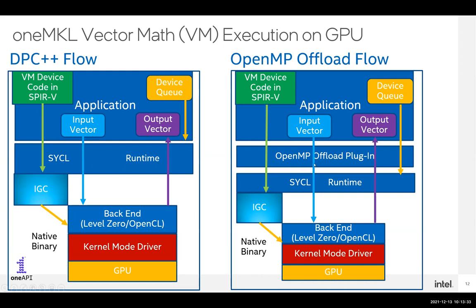Vector math functions compute the same mathematical function on the elements of an input vector, which is transferred to the device by the application, and write the results on the output vector, usually of the same size as the input one. In both cases, a device queue is used, and this is the only connection which allows an application to direct work to be done to a device, in this case, a GPU. The library code is stored in SPIR-V format, that standard portable intermediate representation, which is translated by the Intel graphics compiler into a GPU native binary. Then this is run with help from the backend, Level Zero or other, OpenCL is an option, and the kernel mode driver sitting on top of the GPU in both pictures. So this is the control flow in both cases.